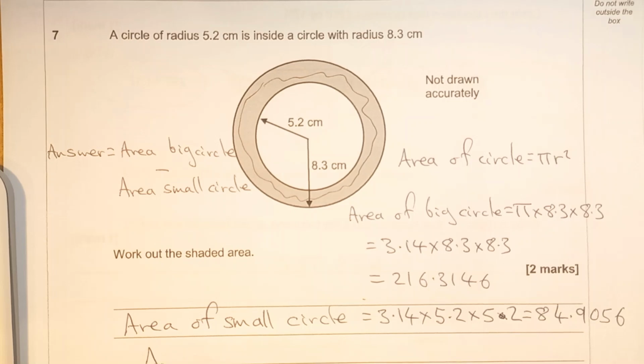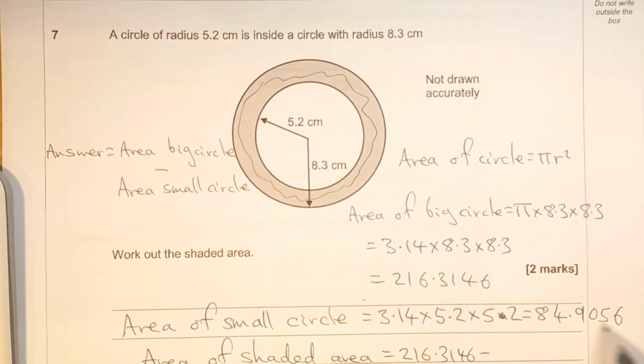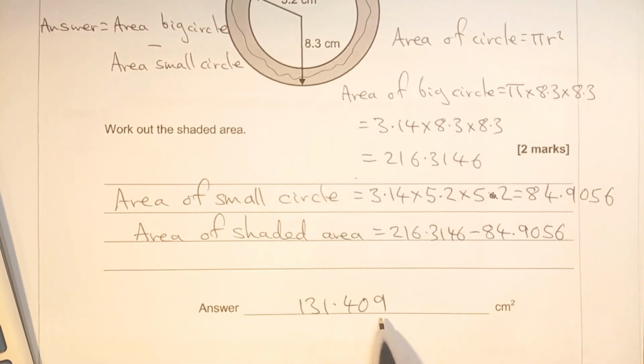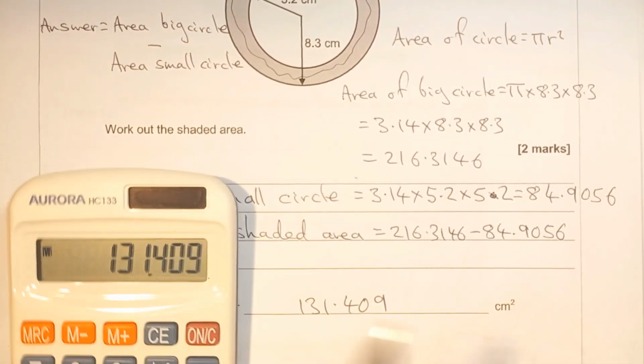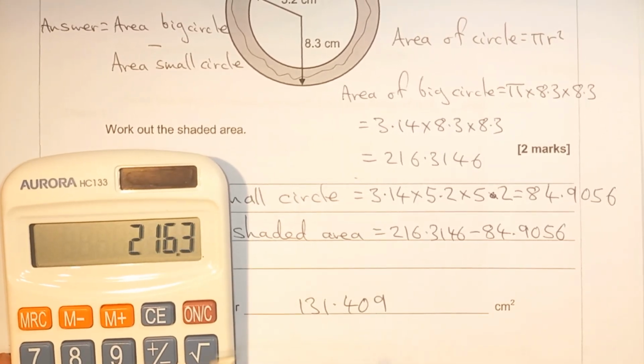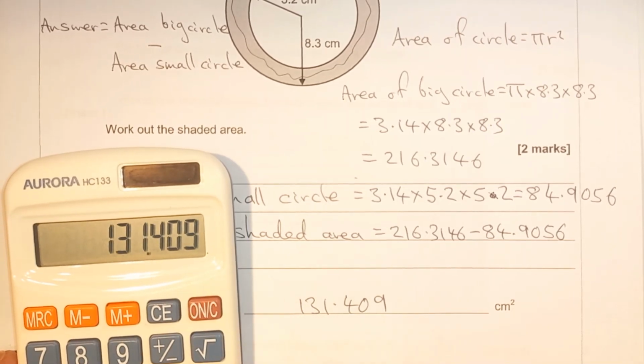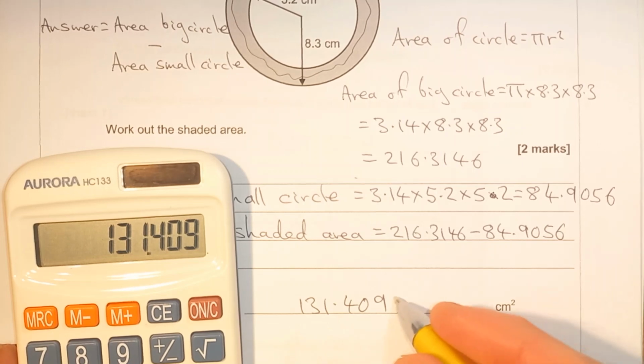So, area of shaded area is going to be the area of the big circle, so 216.3146, minus this area of the smaller one, which is 84.9056. Okay, but you'll see, actually I wrote my answer down here before, so if I work this out, it should give me exactly the same answer. Let's clear that. So 216.3146 minus 84.9056. Yeah, exactly the same. Okay.